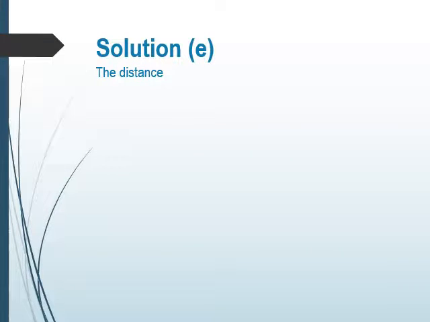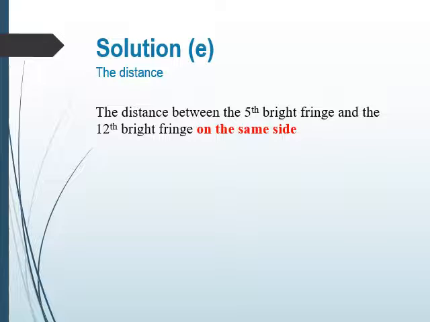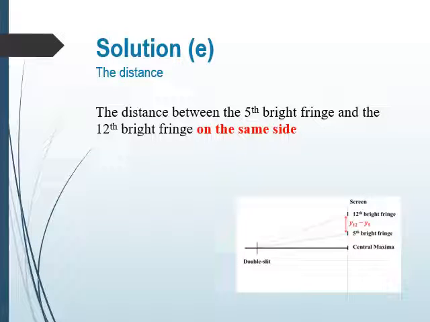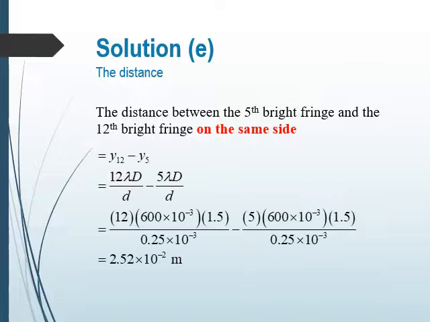Question E wants you to determine the distance between the 5th bright fringe and the 12th bright fringe on the same side. Now let's have a look at the diagram. If you look at the diagram, the distance between the 5th bright fringe and the 12th bright fringe on the same side is equal to y12 minus y5. So just apply the equations, y12 minus y5. You will then obtain 2.52 times 10 to the power of negative 2 meter.